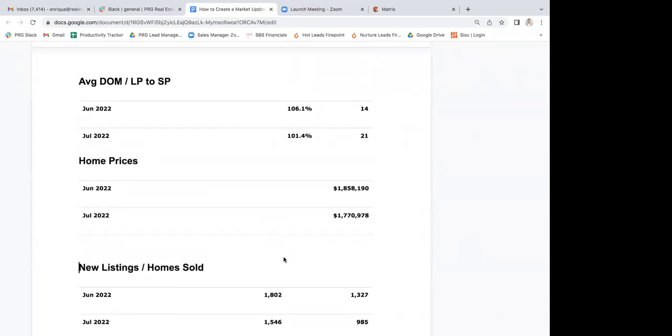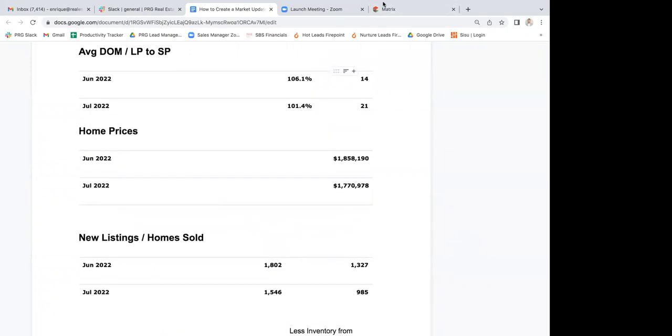Buyers are seeing a lot more opportunity in today's market, and sellers are adjusting their expectations. My name is Dewey, and I'm from PRG Real Estate, and I'm here to give you a quick market update. From the month of June to July, it went from 106% of asking price to 101% of asking price. There's a dramatic drop of 5%. Also, listings have been staying in the market a little bit longer, from 14 days to 21 days from June to July.